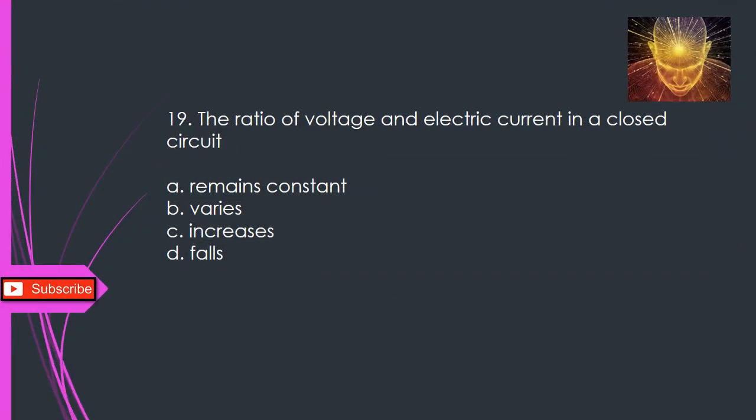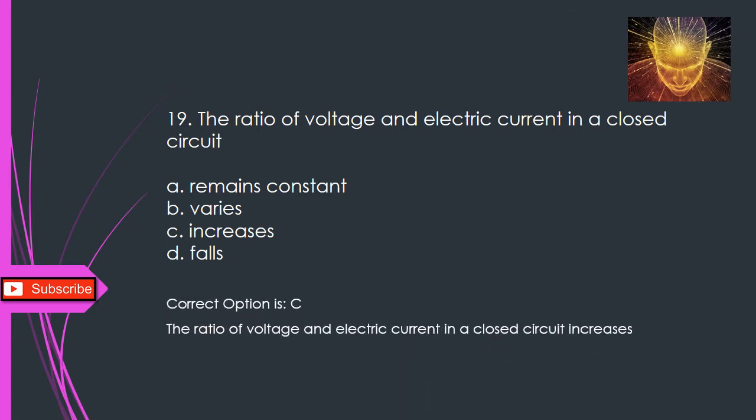The ratio of voltage and electric current in a closed circuit: A. Remains constant. B. Varies. C. Increases. D. Falls. Correct option is C. The ratio of voltage and electric current in a closed circuit increases.